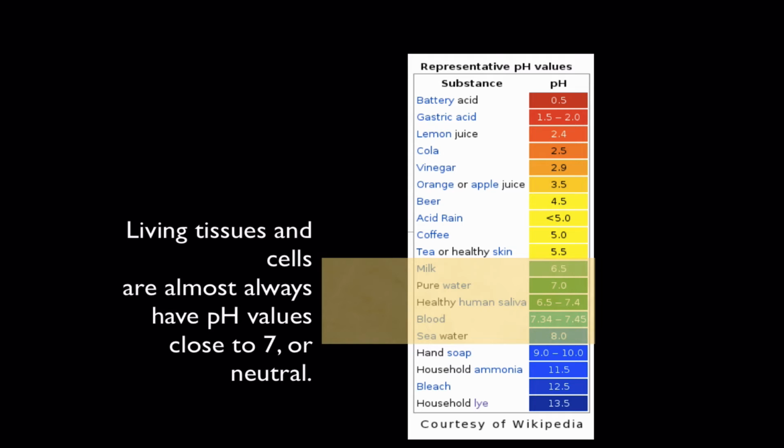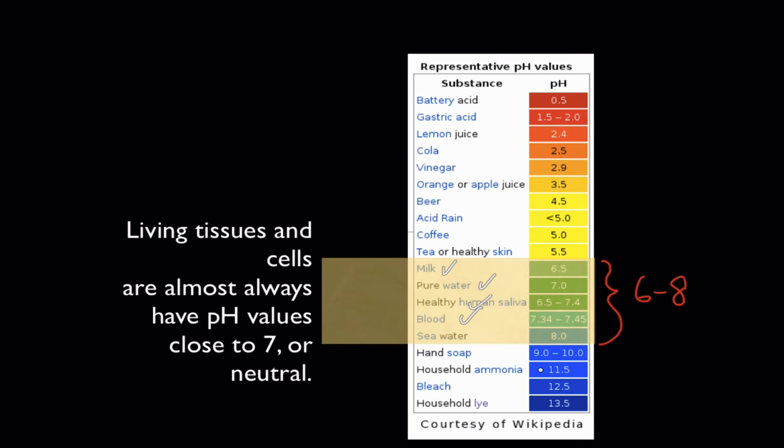Now, the most important range of pHs for biology is the range very close to neutral, somewhere between 6 and 8. This is where you find the pH of living cells and of liquids or solutions associated with living cells. As you can see in our diagram, we have some things like milk, which has a pH of about 6.5. It's slightly acidic. Pure water, of course, is 7. Human saliva is about 6.5 to 7.4, which is a very weak base. And even your blood doesn't have a pH much higher than about 7.45.